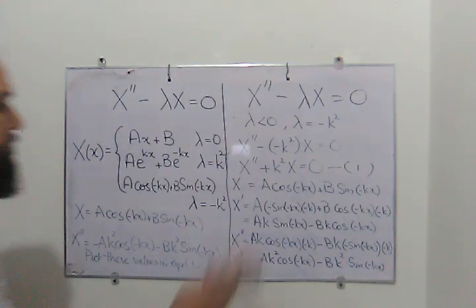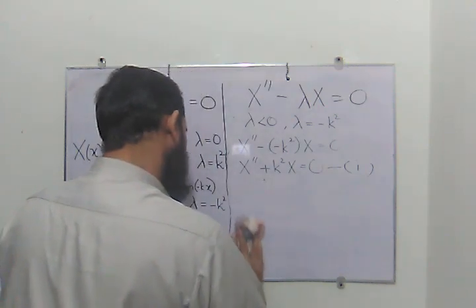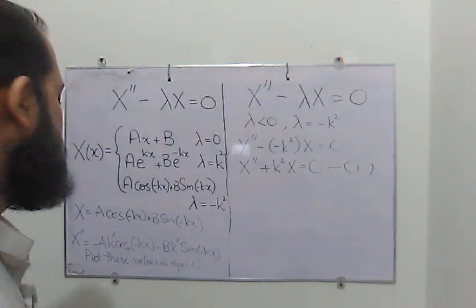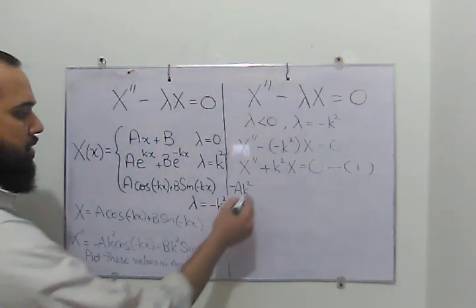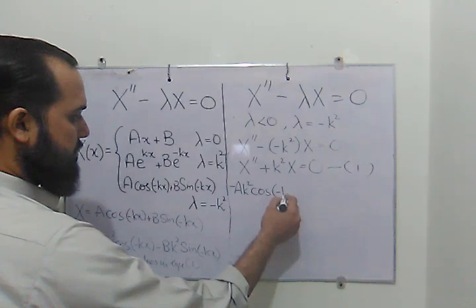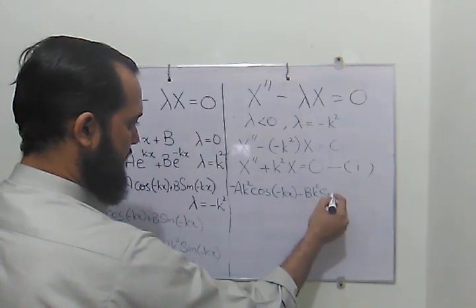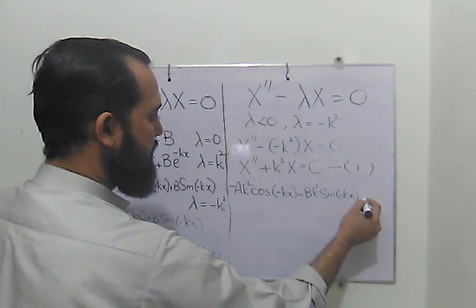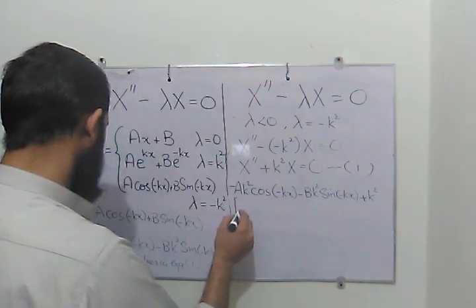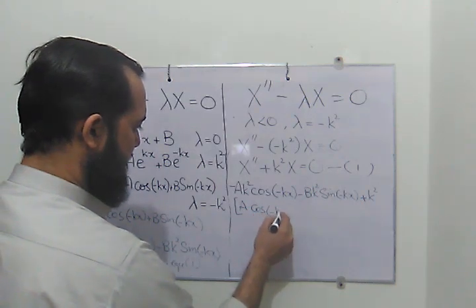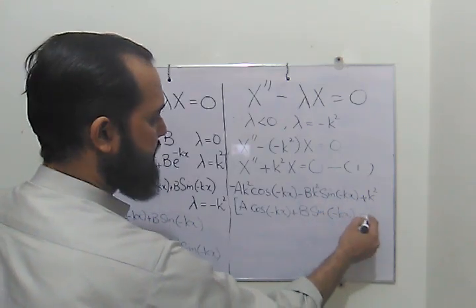And equation 1 will take the form minus a k square cos minus kx minus b k square sine minus kx plus k square into a cos minus kx plus b sine minus kx is equal to 0.